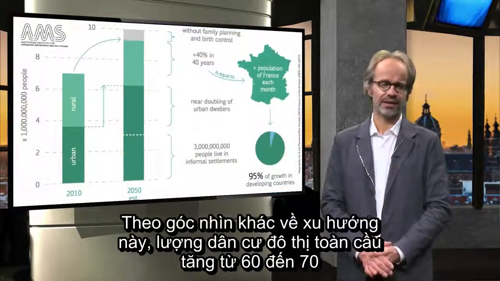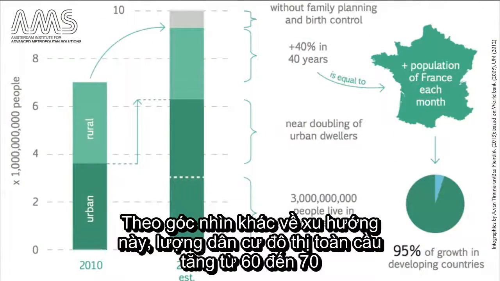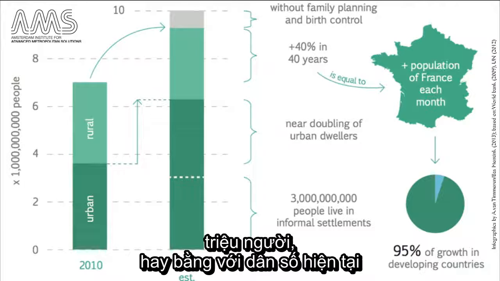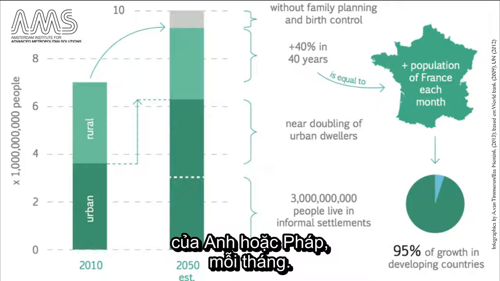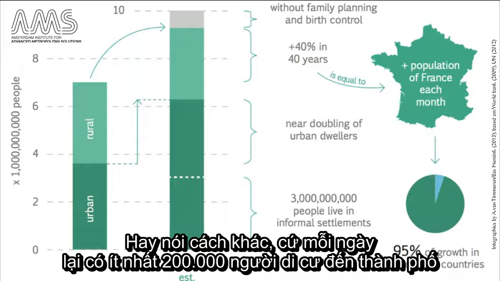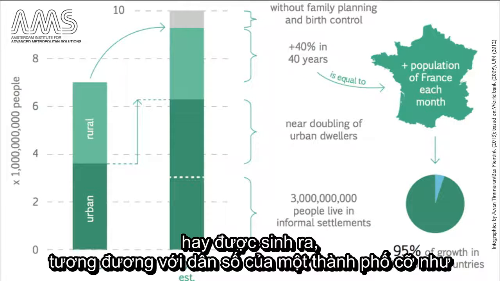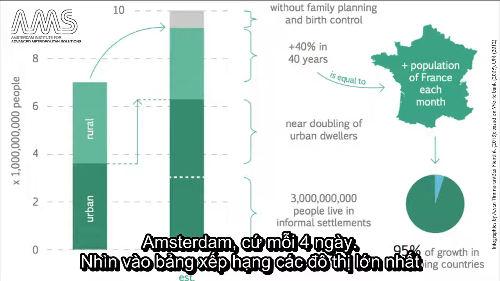To look at this trend in another way, the global urban population is increasing by 60 to 70 million people, or the entire population of countries like for instance France or the United Kingdom, every single month. Or to put it differently again, every day at least 200,000 people move to cities or are born in them, equivalent to populating a city the size of Amsterdam every 4 days.